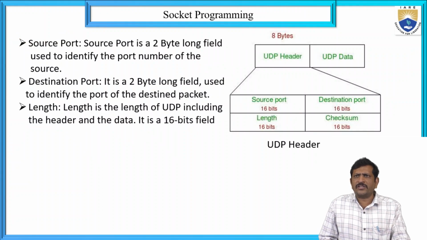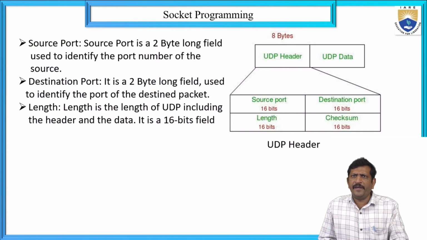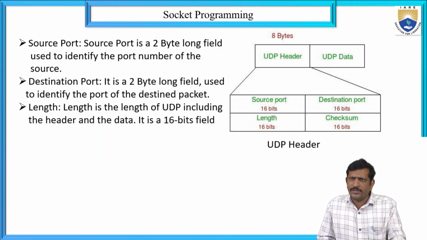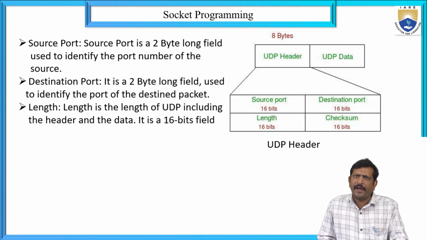Here is the structure of the UDP header. The fields are the UDP header, UDP data, source port, and destination port. The size of the source port is 16 bits and the destination port is 16 bits. Length is 16 bits and the checksum field is 16 bits. The total UDP header length is 8 bytes, so it is an 8-byte UDP header.